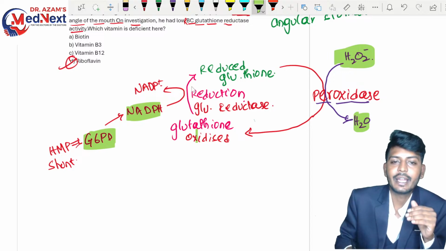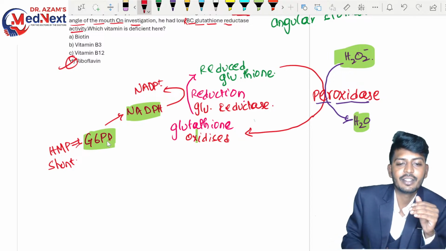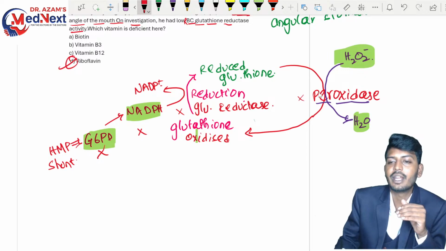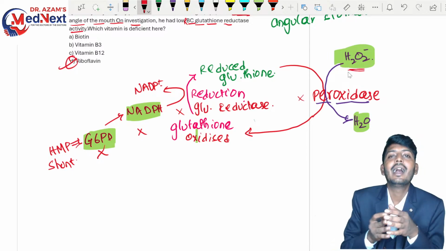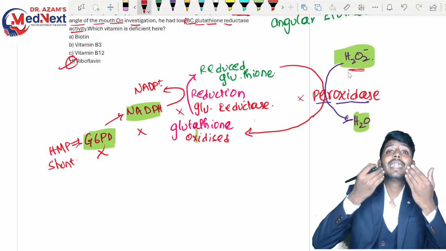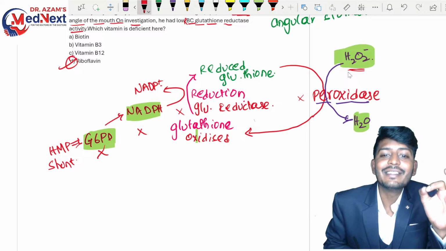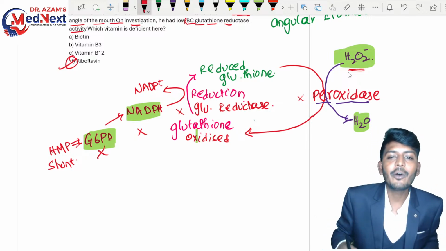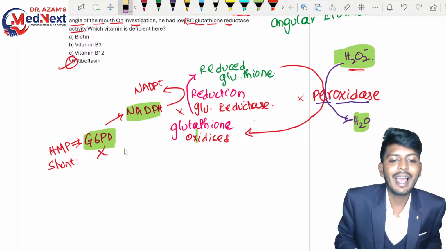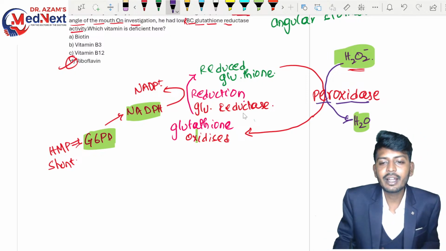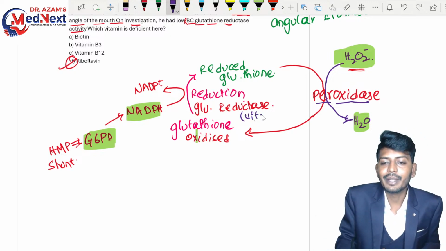Okay, so let's break it down. अगर G6PD नहीं है, if there is no G6PD, no NADPH. If no NADPH, no glutathione reduction. If there is no glutathione reduction, no peroxidation, so H2O2 क्या होगा? बढ़ जाएगा, leading to hemolysis. इसी को you call it G6PD deficiency. Sir, इससे और vitamin B2 riboflavin से क्या लेन देन है? What does it have to do with riboflavin? So this glutathione reductase का कोएंजाइम होता है vitamin B2.